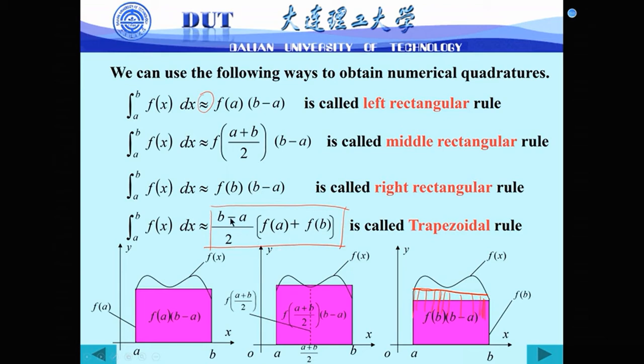Now you see, the coefficient (b minus a) over 2 here is independent of f. You can change the function f, but the coefficient is fixed. Now, these coefficients are fixed, right? So this is also a numerical quadrature. Is it clear? Okay, let's continue.